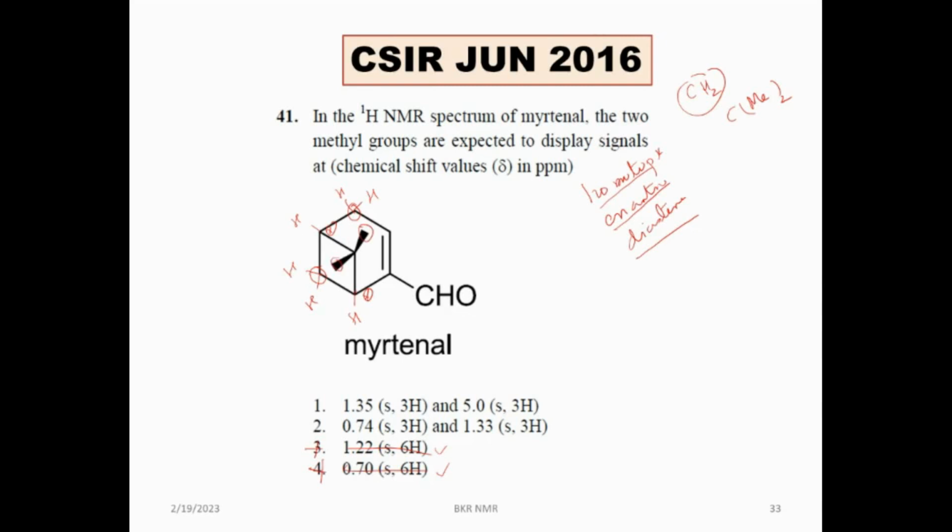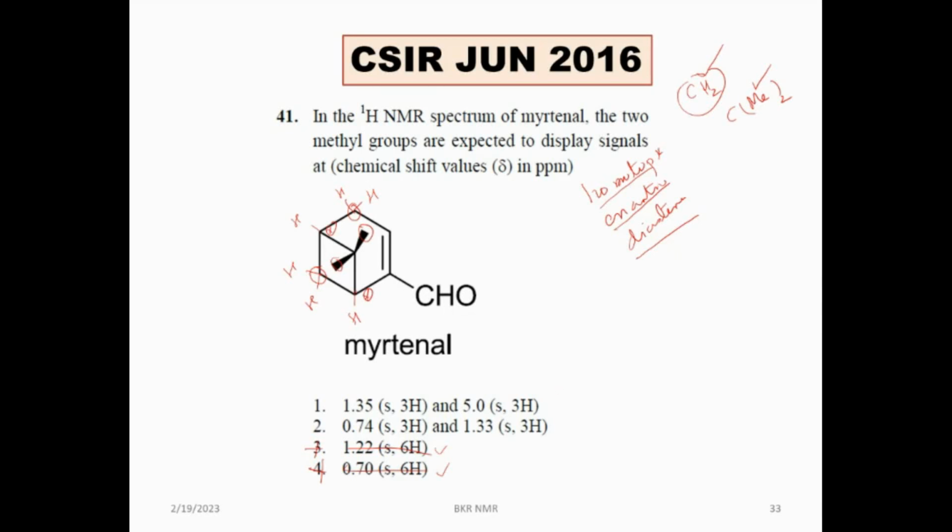So all these will also become chemically non-equivalent. Just keep in mind, whenever you have a chiral center, all the geminal groups will become chemically non-equivalent. This applies for geminal hydrogens and geminal dimethyl. Generally in terpenoid chemistry, they'll be giving you some questions highlighting this. Now it can be answered.